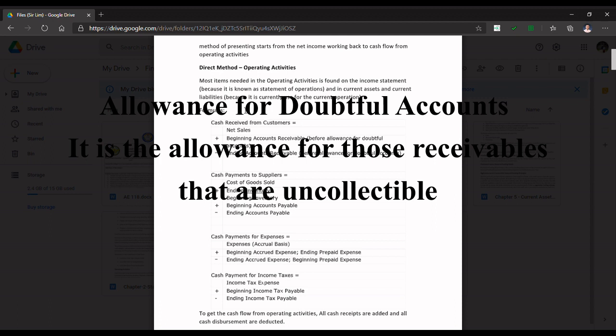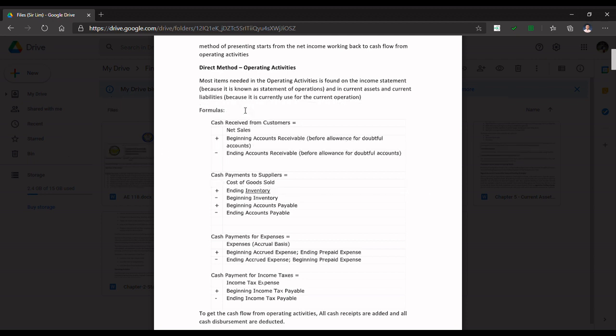So meaning, hindi pa na-deduct yung allowance for doubtful accounts natin. So if we add the net sales and the beginning accounts receivable, we get the amount that we can collect for the year. The total amount that we can collect, right? So imagine merong utang ang mga customer mo. That is the beginning accounts receivable.